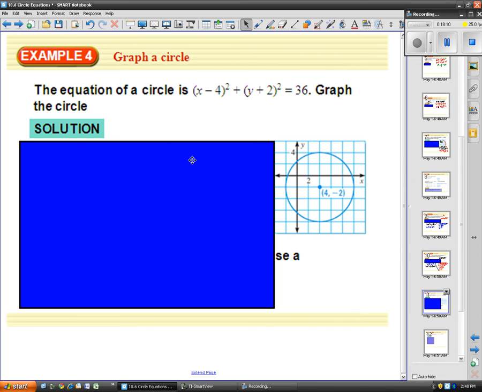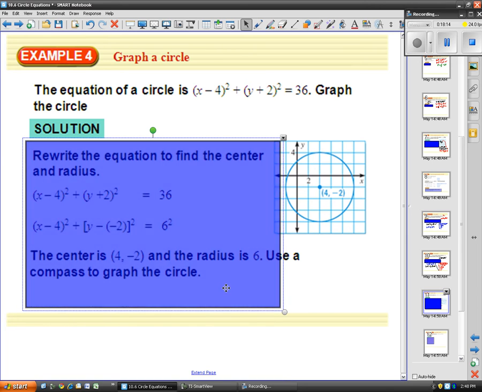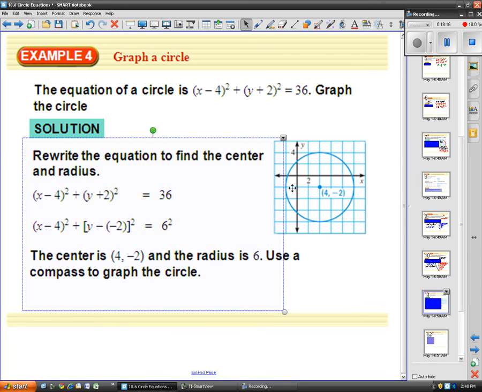And so basically what I'm going to do, I'll walk you through this, is I need to find my center. And remember, the center is the opposite of what you see. So my center is my h value, which is the opposite of -4, which is +4. My k value is the opposite of +2, which is -2. And that gives me this point right there. And then my radius is the square root of 36, which means radius is 6.